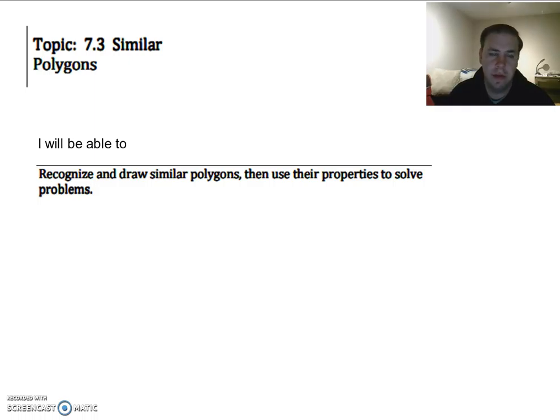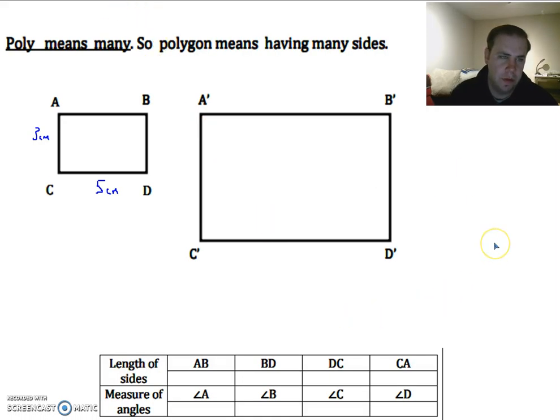Welcome to 7.3 Similar Polygons. Your goal today is that I will be able to recognize and draw similar polygons and use their properties to solve some problems. A polygon, poly means many, so that just means having multiple sides.